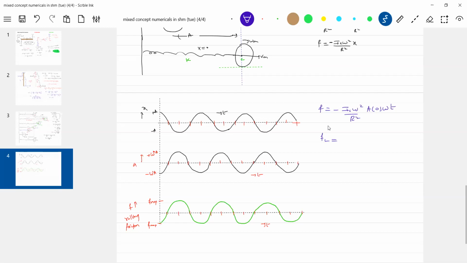So when will this become limiting? Cos omega t should be equal to 1. So what is F limiting? mu s mg. Negative sign aside, what is A max? A max equal to mu s mg R square by I_C omega square.